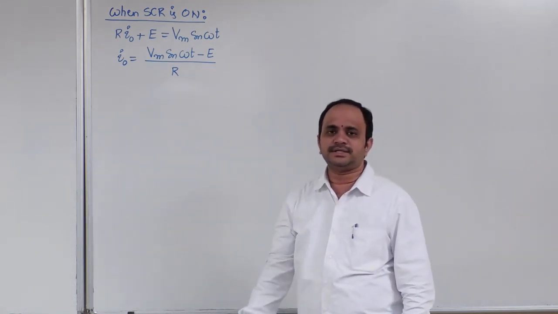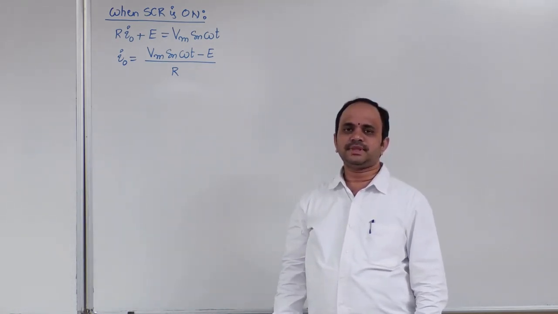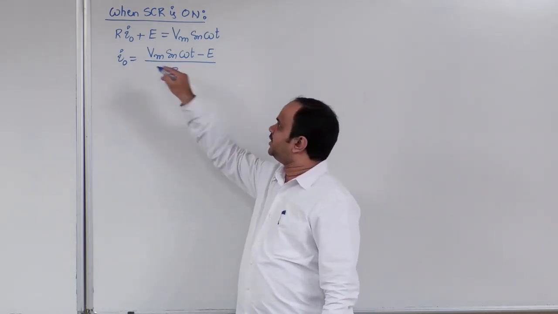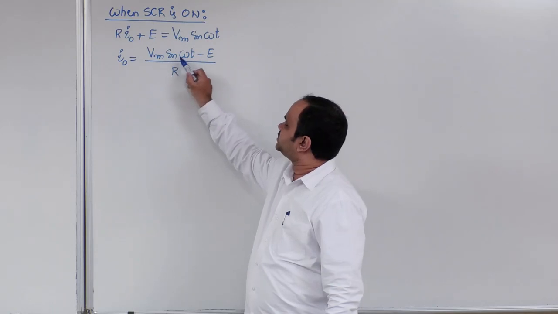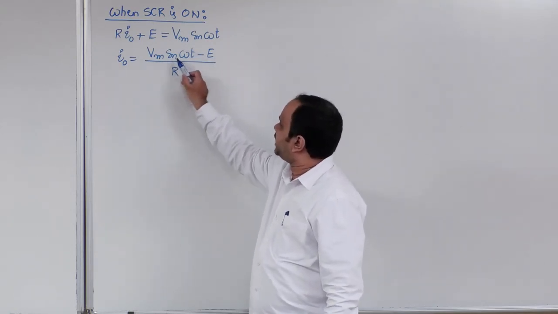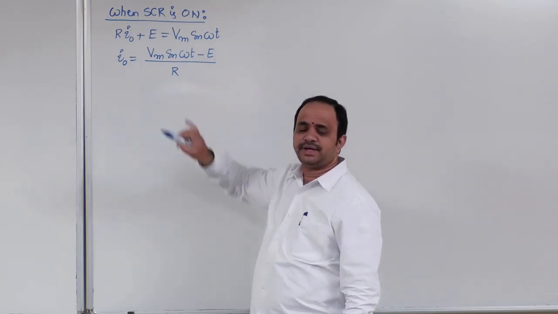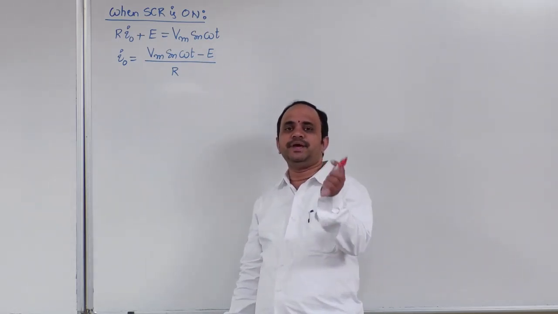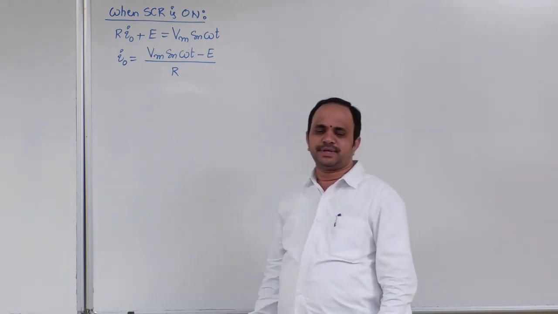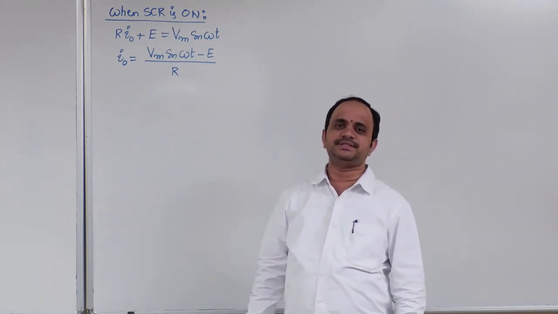SCR started conduction from alpha. SCR will conduct until this current is 0. When will this current be 0? When Vm sin omega t is equal to E. So Vm sin omega t is equal to E will take place at pi minus theta. Therefore, SCR conduction will take place from alpha to pi minus theta.